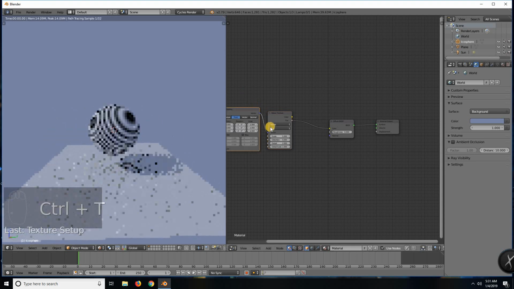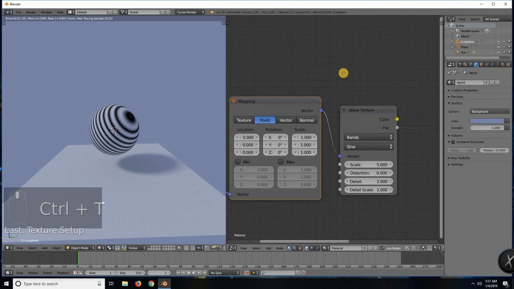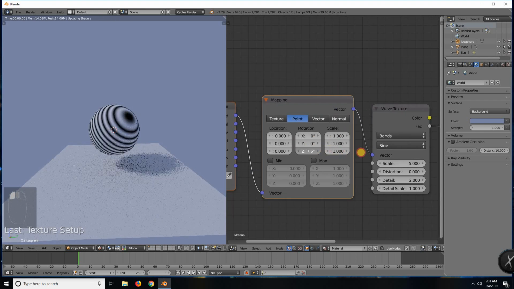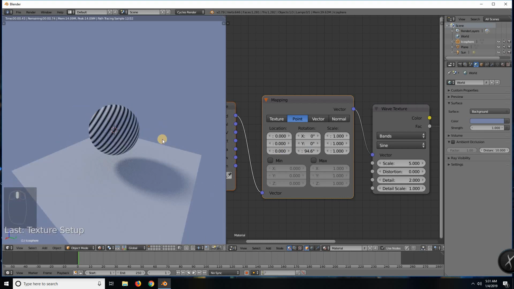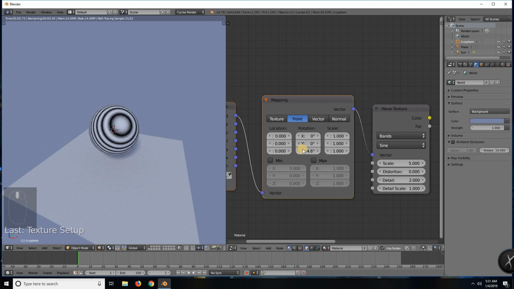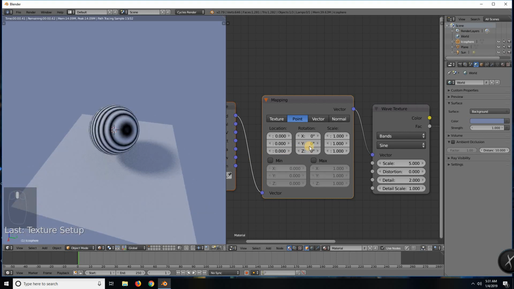And I was like, oh, I know. Let's just throw a mapping node in here and come in here and let's adjust this rotation. And I was like, I'll bring this rotation around. And I was like, well, wait a second. I don't have bands. That just rotated where the texture was appearing.